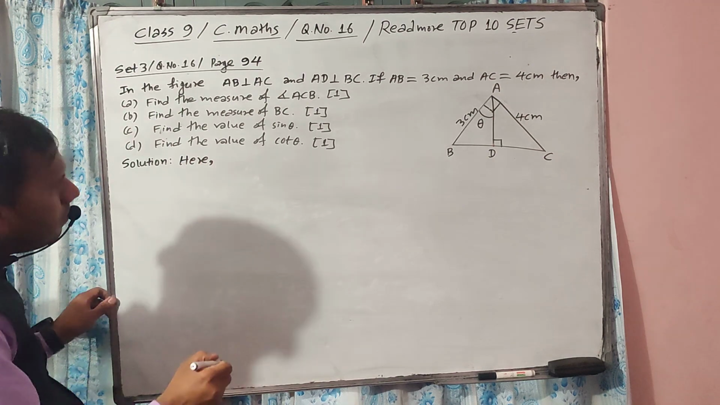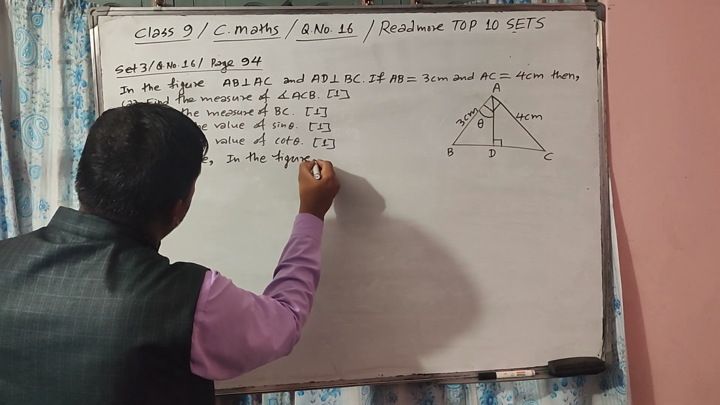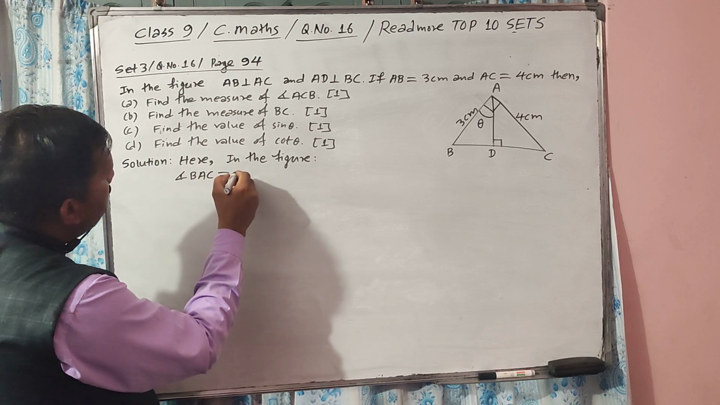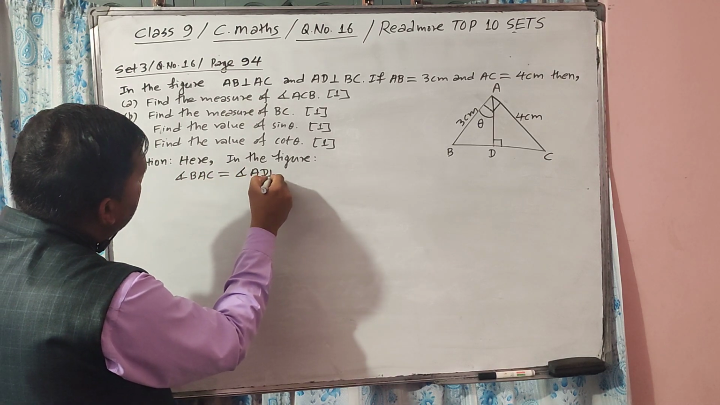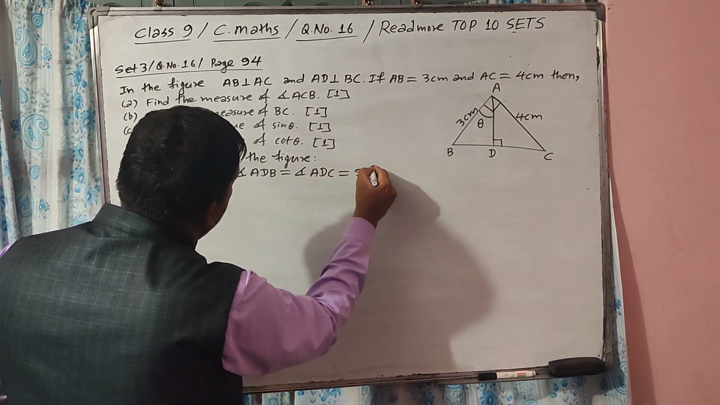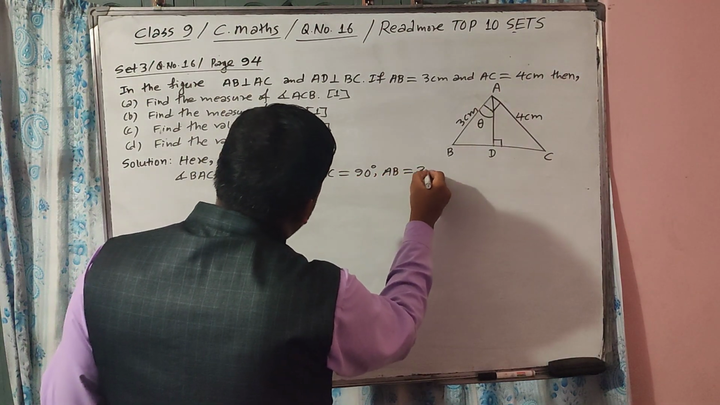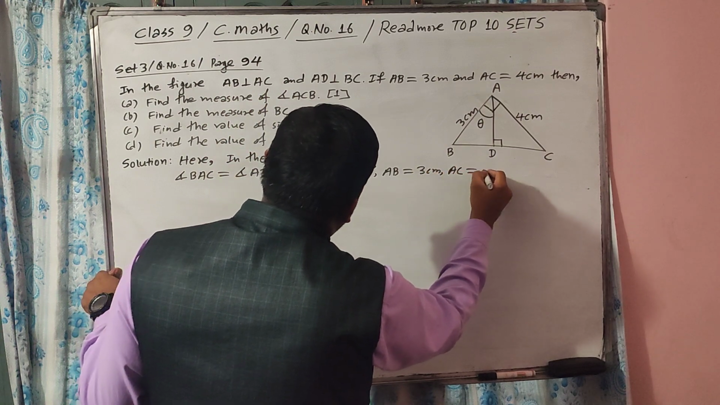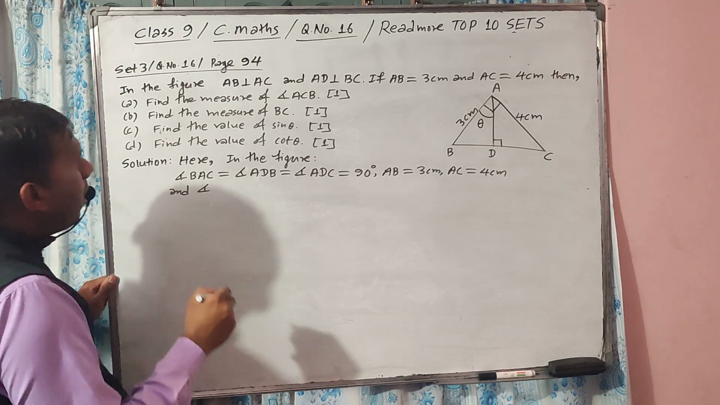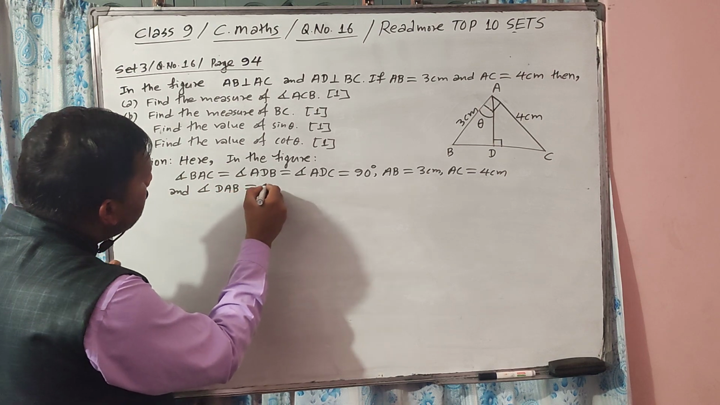Solution here. In the figure, angle BAC equals angle ADB equals angle ADC equals 90 degrees. AB is 3 cm, AC is 4 cm, and angle DAB is theta.